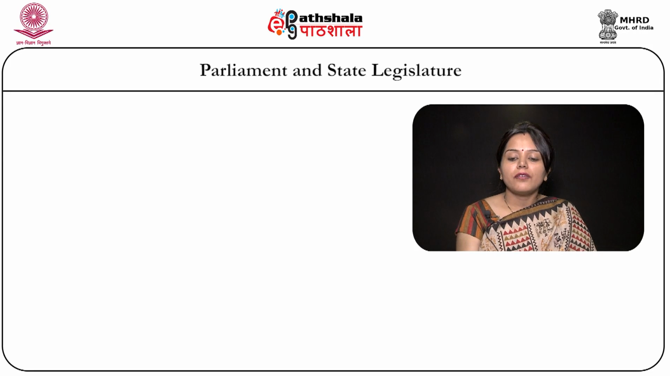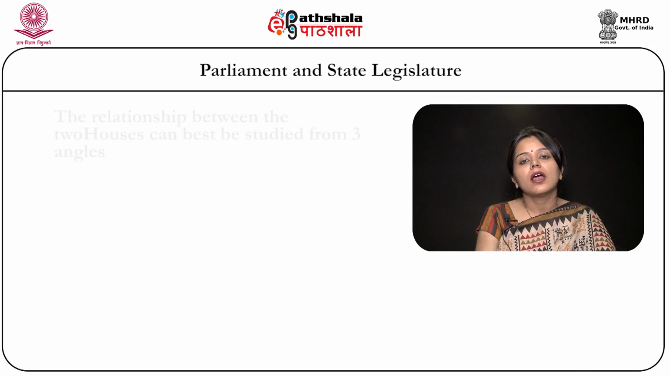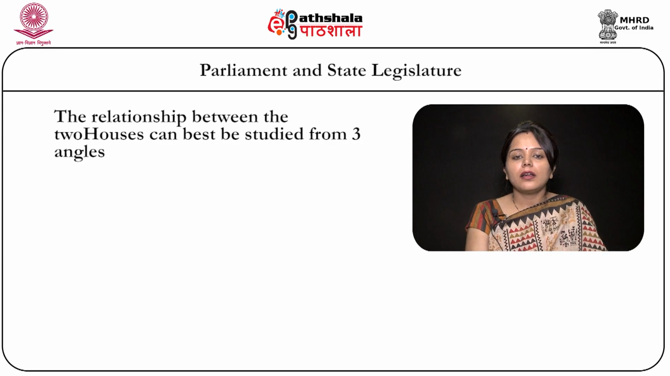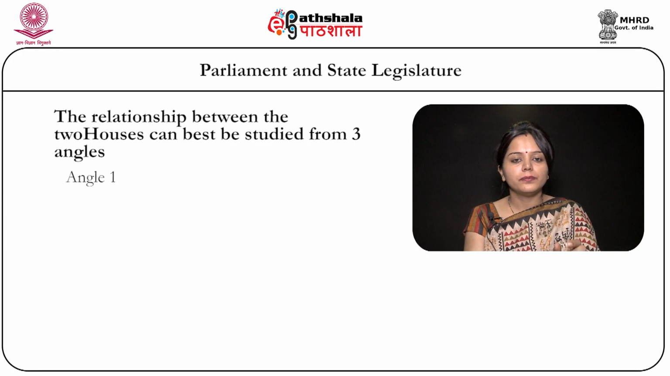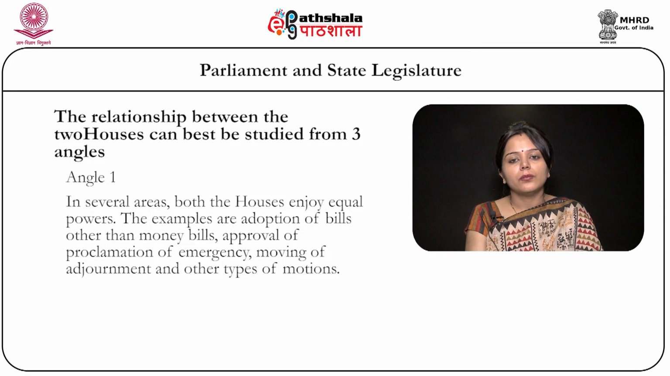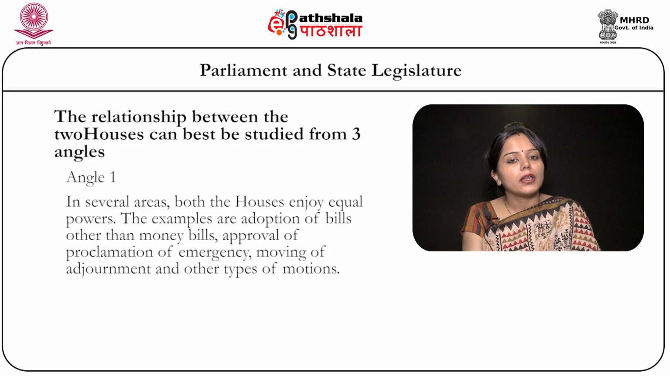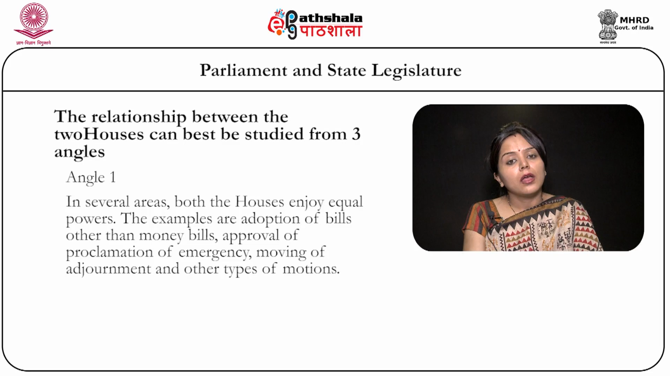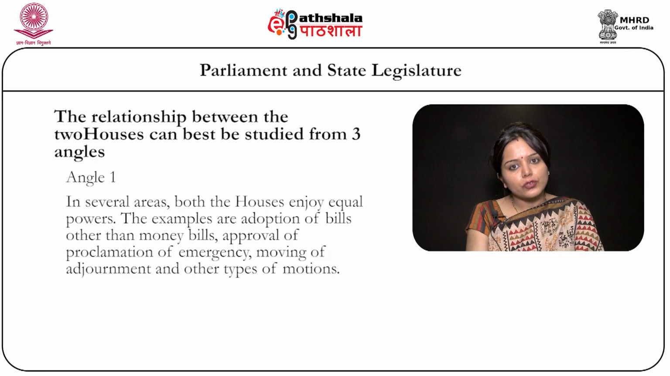So, after discussing the parliamentary privileges, I would like to discuss the relation between the two houses, which can be best studied from three angles. The angle 1 is that in several areas, both the houses enjoy equal powers. The examples are: adoption of bills other than money bills, approval of proclamation of emergency, and moving of adjournment and other types of motions.